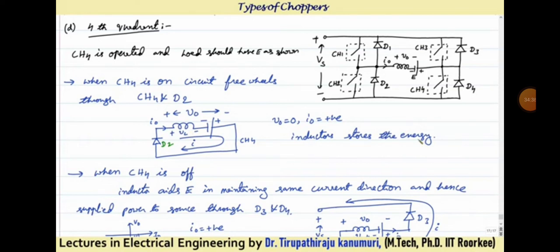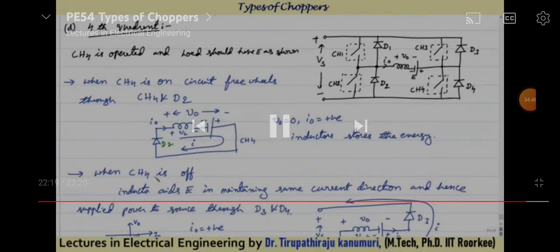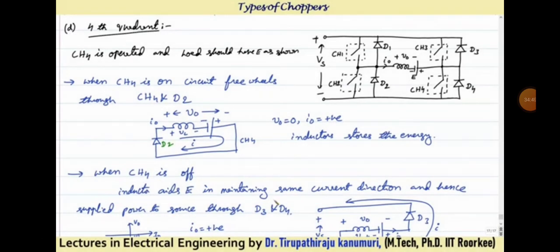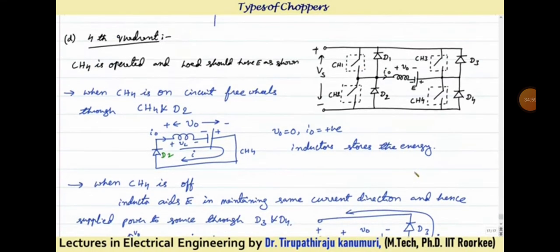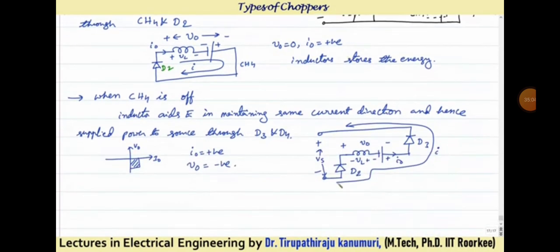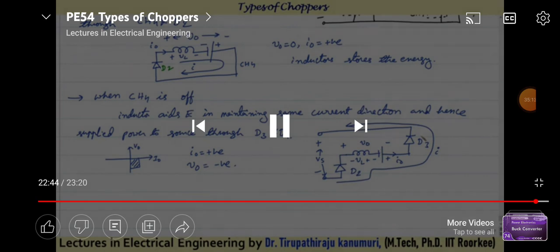Now when CH4 is off, the current direction cannot change instantaneously. So what will happen? The inductor aids E in maintaining the same current direction, and hence supplies power back to the source through the diodes D2 and D3. You can see it will pass through your D2 and D3, and supply back to your source. As it is supplying, the voltage drop across diodes D2 and D3 is negligibly small.